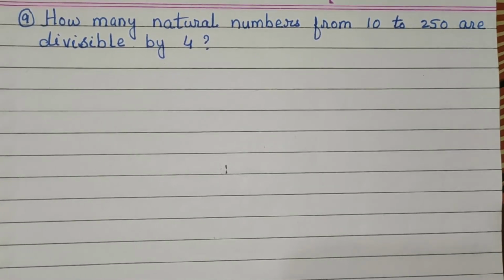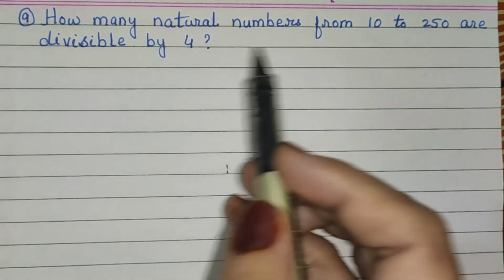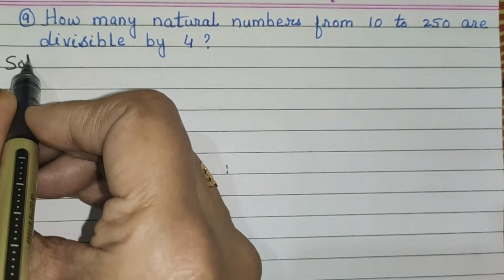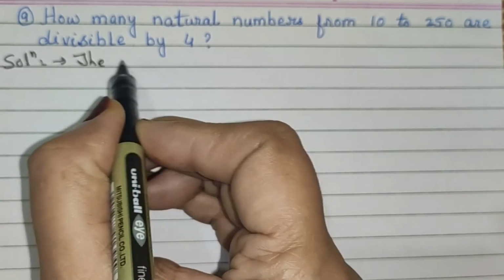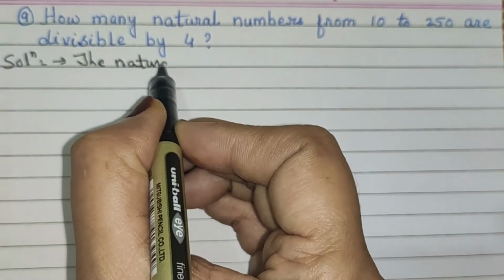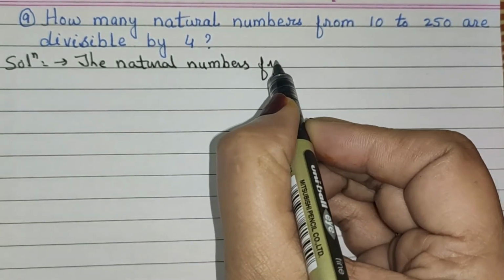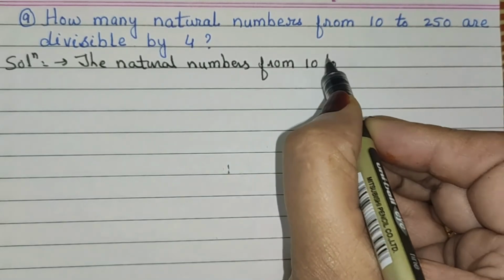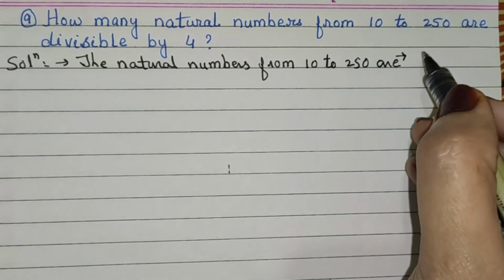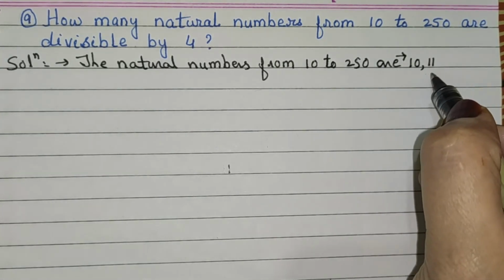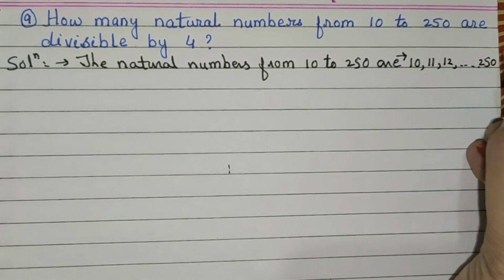Now the next question is, how many natural numbers from 10 to 250 are divisible by 4? Now write down the solution here. First write down the natural numbers from 10 to 250. Natural numbers 10, next natural number is 11, 12, and the last one is 250.